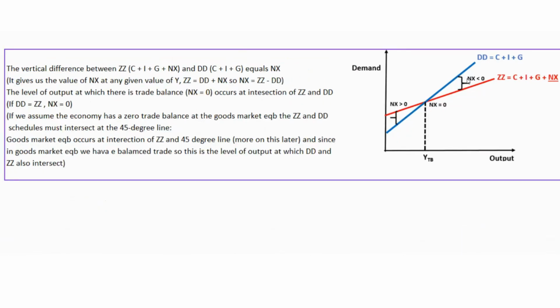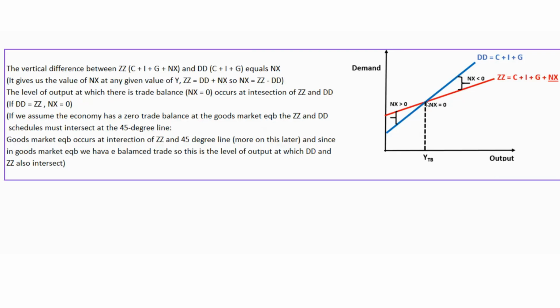Now the vertical difference between ZZ and DD is equal to net exports, because we know DD is C plus I plus G, and ZZ is DD plus NX. So it essentially gives us the value of net exports at any given value of Y. We know ZZ is DD plus NX, so NX is ZZ minus DD. Here ZZ is above DD, so net exports are positive. Here ZZ is below DD, so net exports are negative. Here ZZ is equal to DD, so net exports are zero.